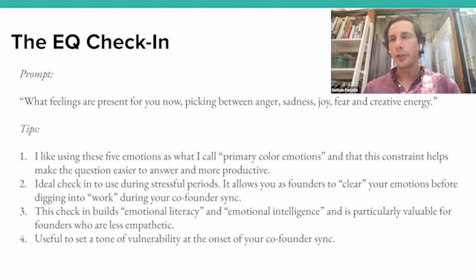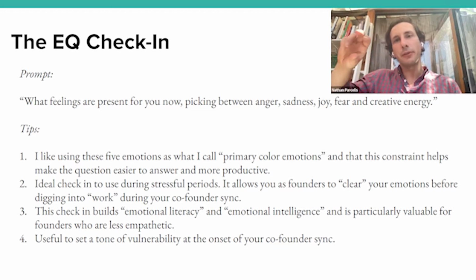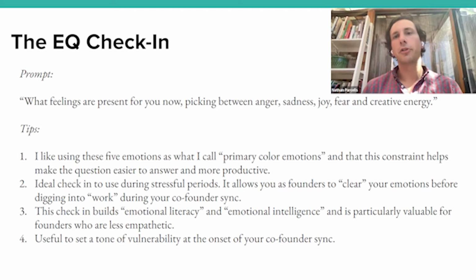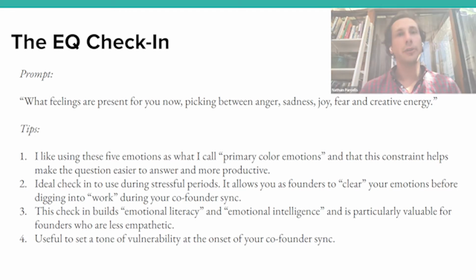And lastly, in terms of tips, people often ask, can I say other emotions? I like those five of anger, sadness, joy, fear, and creative energy as a primary color set of five emotions that are often present. And if they're not, maybe it's a different volume of one of those emotions, but they're a good starting place. So I encourage using that constraint just to make this a simpler check-in to continue to use with your co-founder. And lastly, it's a very powerful tool and check-in, particularly for people who are more pragmatic, less empathetic, to start to build that muscle of knowing your emotions and identifying them in yourself and your co-founder.